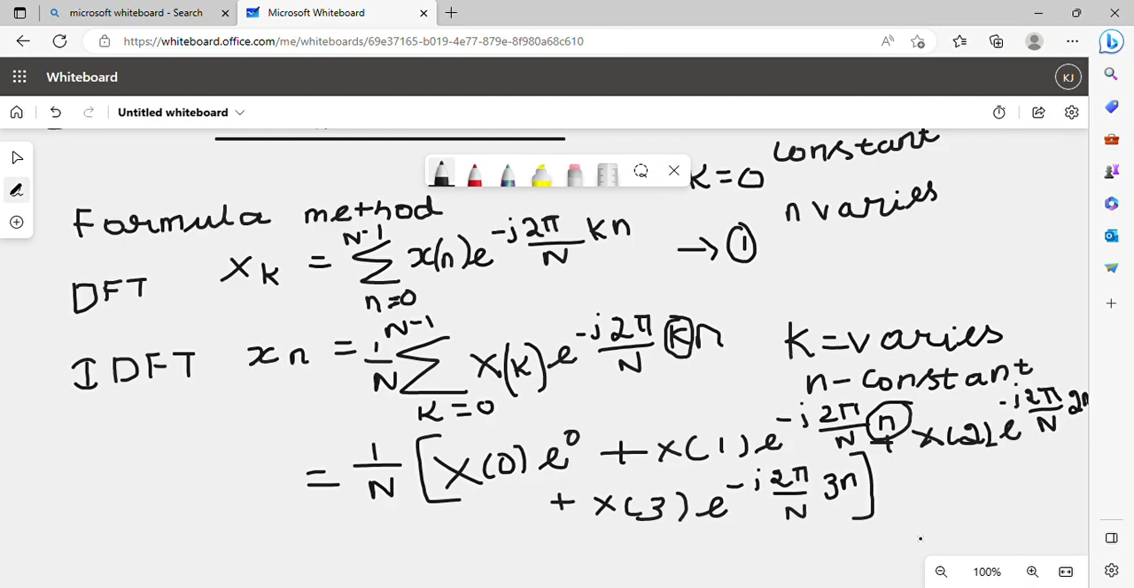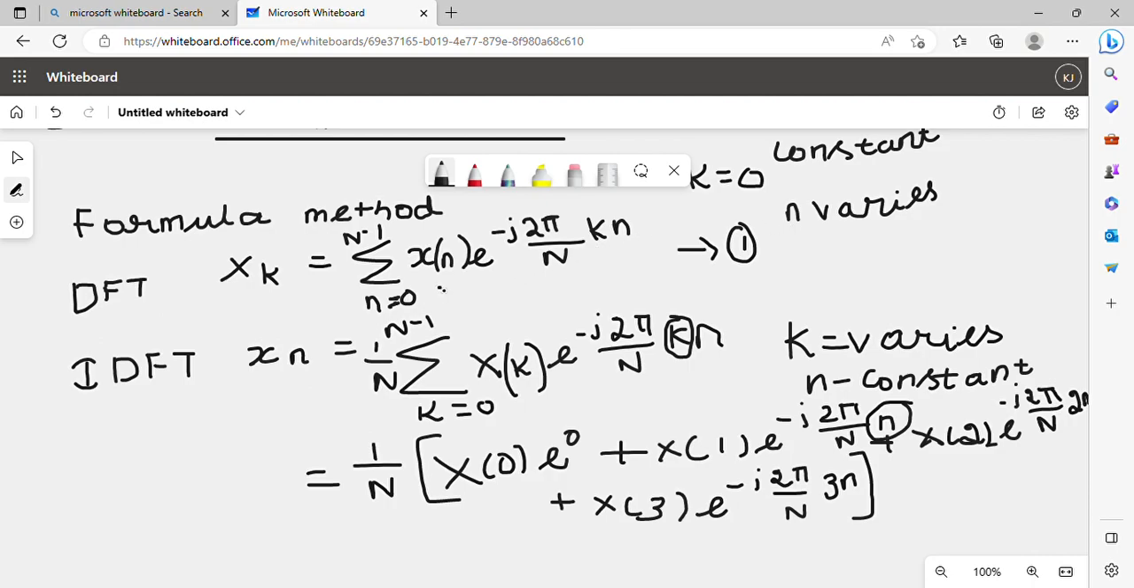That is why you are going to write the same very simple formula, right? Your k here is varying from 0, 1, 2, 3, and your n is constant, so for n you are going to substitute 0, 1, 2, 3, right? Yes. For this also k is constant and n varies.